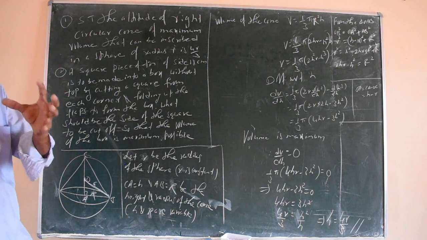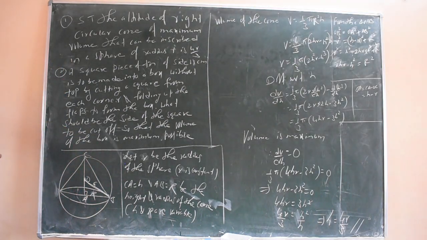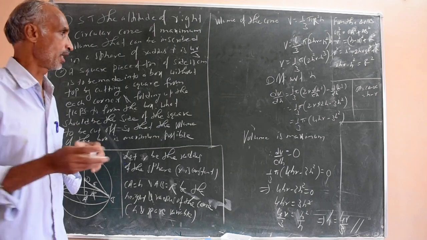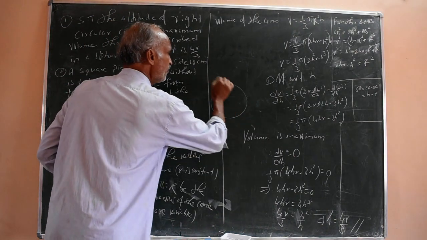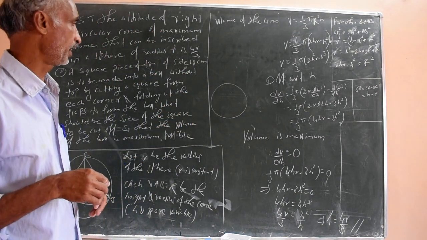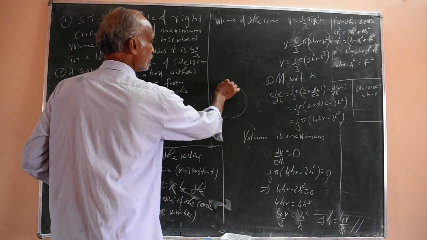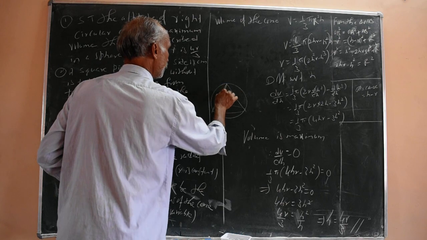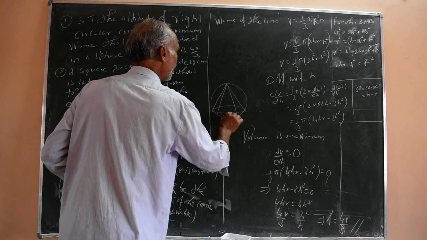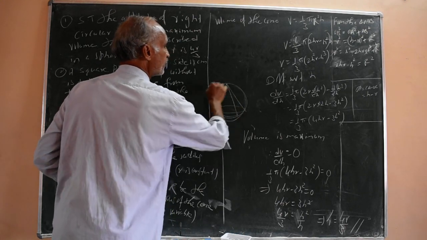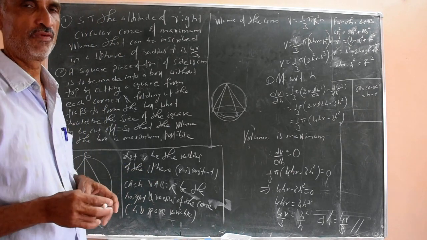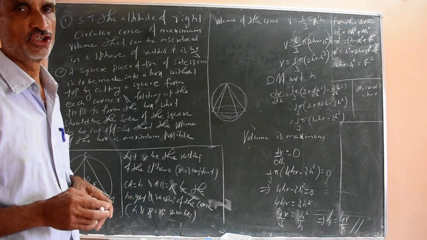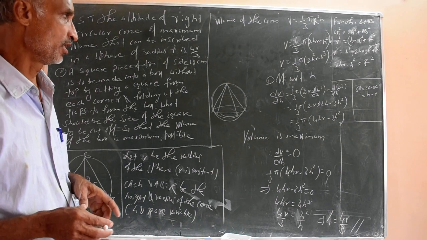Whenever one figure is inscribed in another figure, the outside figure's dimension is constant. Here, inside the sphere, a cone is inscribed. Various sizes of cone can be inscribed, but the outside geometrical figure, the sphere, has a constant dimension. It means the radius of the sphere is constant.